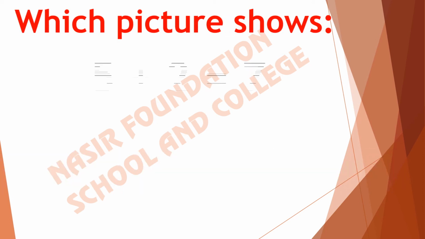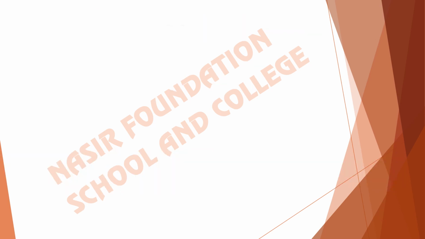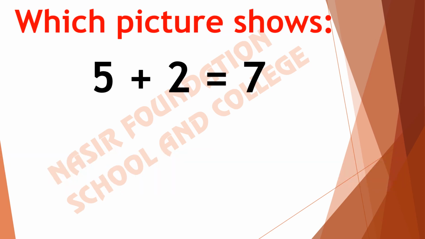Which picture shows 5 plus 2 equals to 7? I repeat, 5 plus 2 equals to 7. Here we can see that there are 3 different pictures and different numbers of triangles are given in them. We will count them and find out the correct answer.